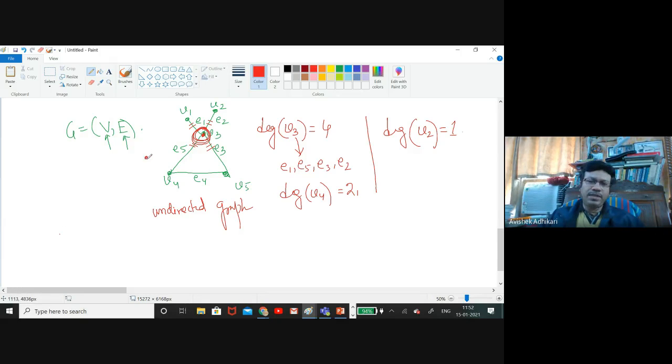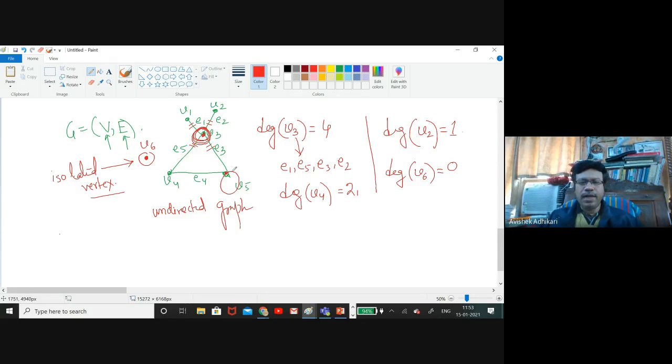Now, if some vertex in this graph is like this, with no edge incident on it, then we call it an isolated vertex. So within this graph I have another vertex which is not connected with any of the vertices, that means no edge is incident on it, so we call it an isolated vertex. So this is V5, and this is V6. What is the degree of V6? The degree of V6 is 0.